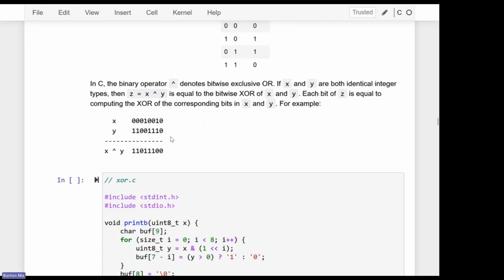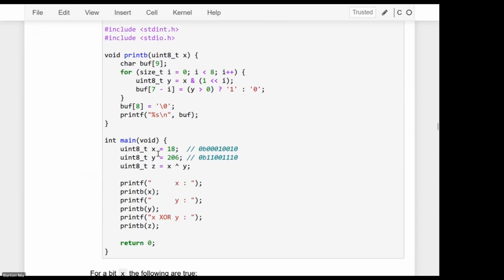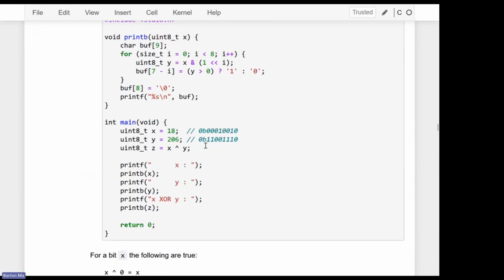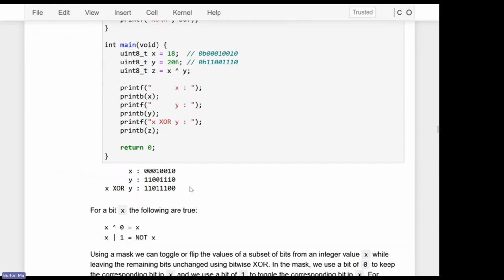So anywhere in these two numbers where you have 0 and 0 or 1 and 1, you get a 0. Everywhere else you get a 1. So 0 and 0, I get 0, 1 and 1, I get 0, and so on and so forth. If you take those two numbers again and compute their exclusive OR, you get back the exact same values as in the result of the example above.